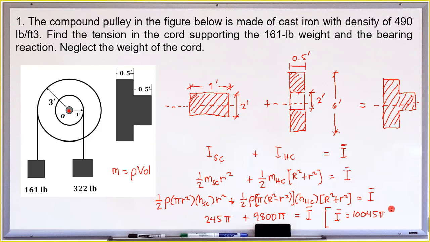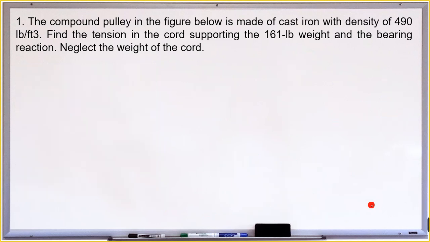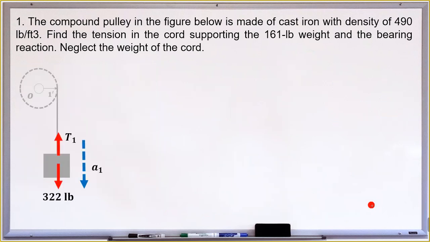The unit is foot-pound second square. Okay, we now have the value of our centroidal mass moment of inertia for our compound pulley. The next step is to evaluate the forces for each object. So let's start with object number 1, that 322 pounds block.